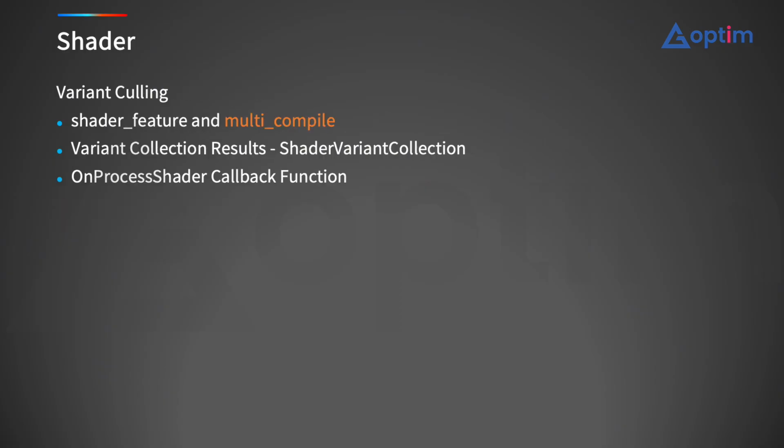At this point, we should revisit the topic of variant collection and stripping. Essentially, an excessive number of variants stems from having too many keywords. Keywords are mainly divided into two types: shader feature and multi-compile. Among these, shader feature is affected by the variant collection results. The Unity engine automatically strips a large portion of them. Variants not present in the collection results are not forced into the build. However, multi-compile is still used very frequently in most projects, and it causes variants to increase exponentially.